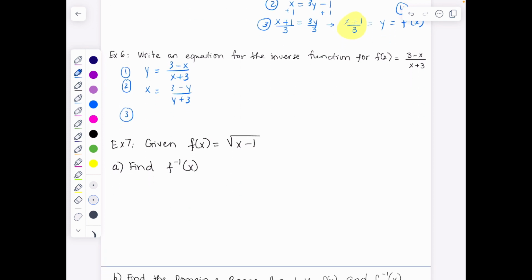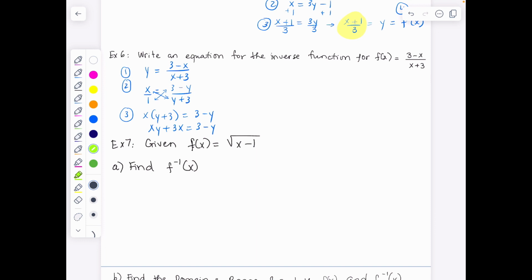So I see that y appears in 2 different places here. So first I'm going to clear the denominator by doing cross multiplication. You can make x over 1, do cross multiplication. So we have x times y plus 3 is equal to 3 minus y. 3 minus y times 1, which is 3 minus y. Now I'm going to remove the parenthesis just so I can get this y out of there. So I have xy plus 3x is equal to 3 minus y.